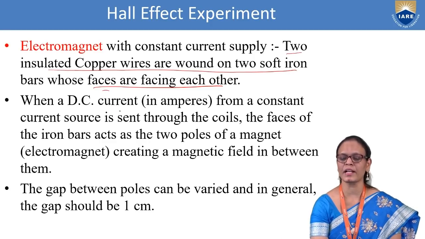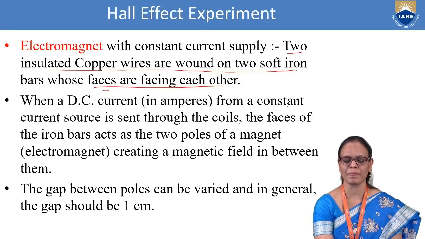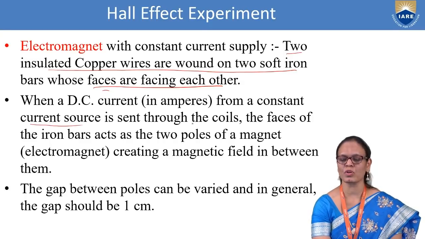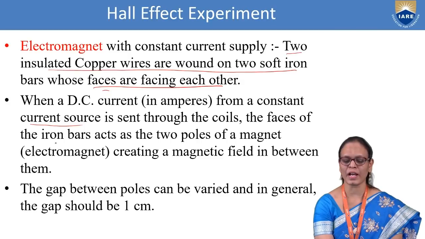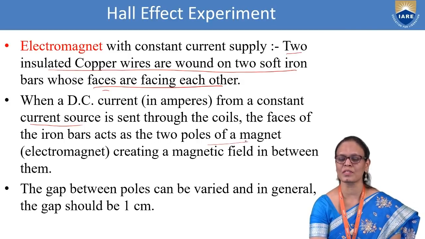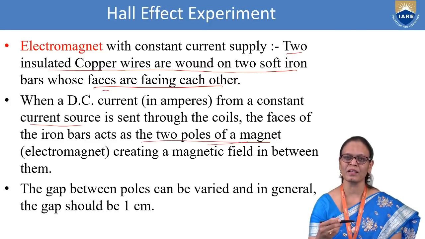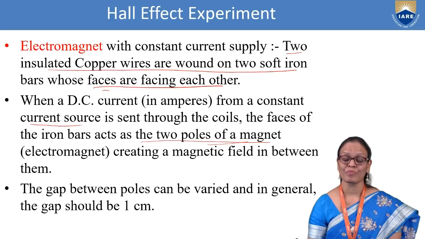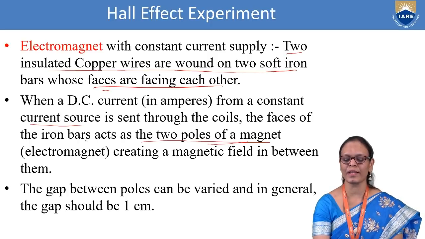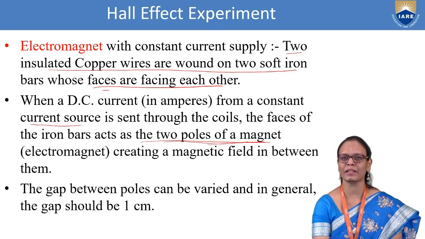Now, when a DC current from a constant power supply is sent through the coils, the faces of the iron bars act as two poles. Here we are going to see the magnetic effects of electric current. When current flows through the coil, magnetism is produced. And these two iron bars will now act as magnets, and they are two poles of the magnet, creating a magnetic field in between.